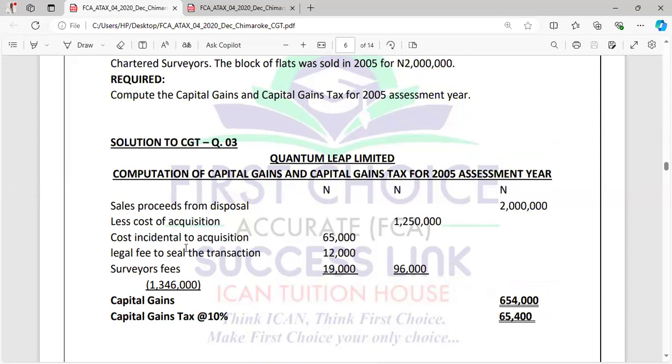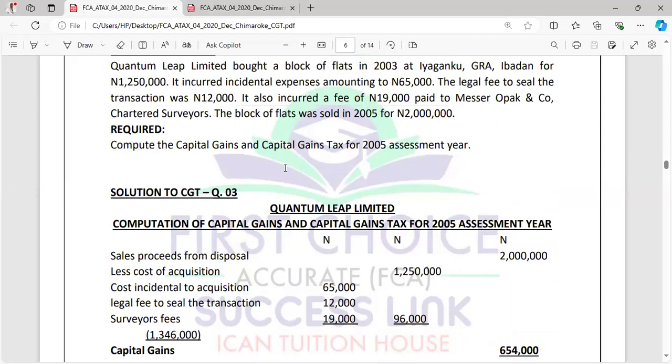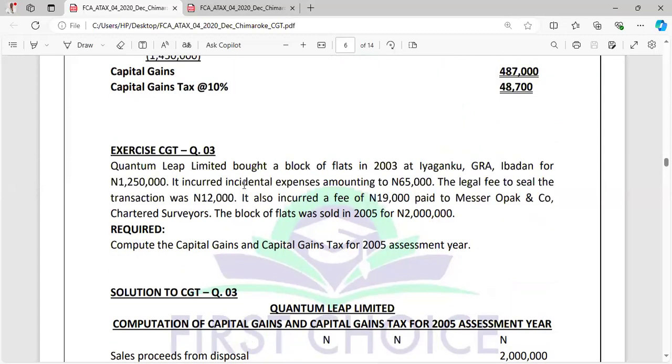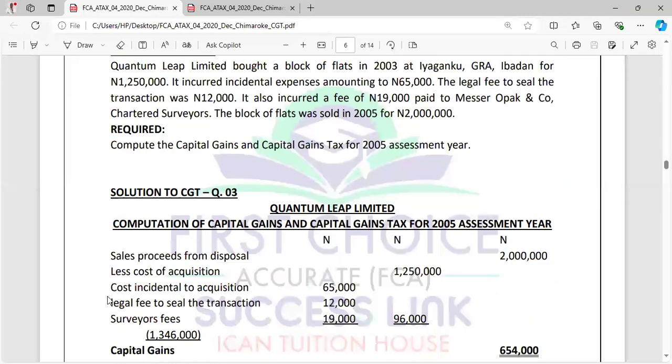We have this 65,000, which is incidental costs to the acquisition. We have legal fees to see the transaction through, 12,000, and we have surveyor's fees, 19,000. Everything given to us is allowable. So when we add these three things here, we have 96,000.